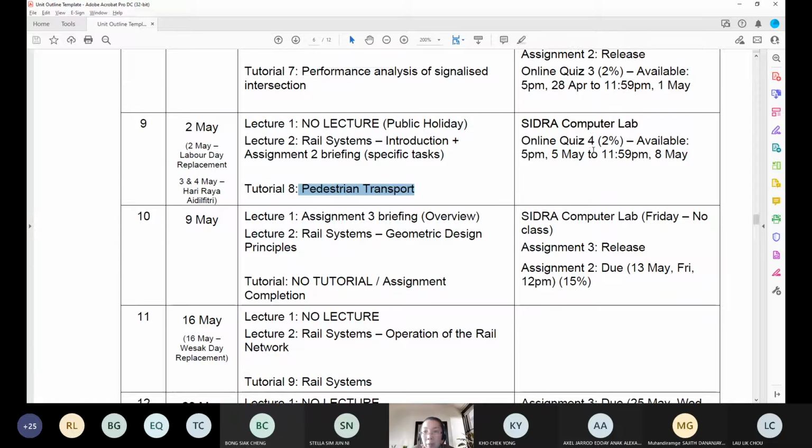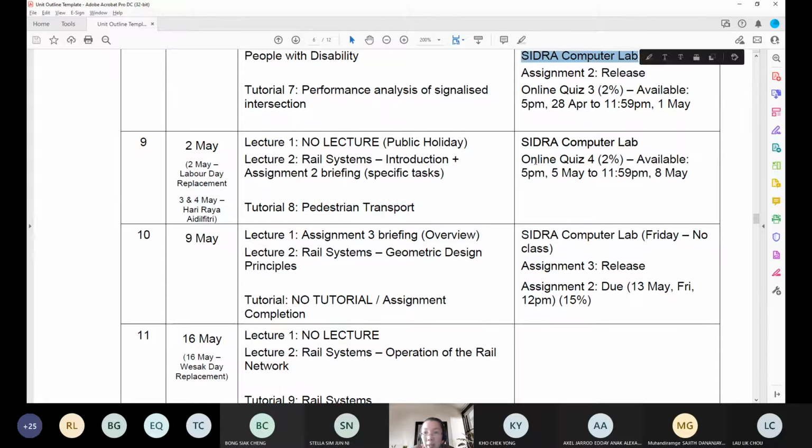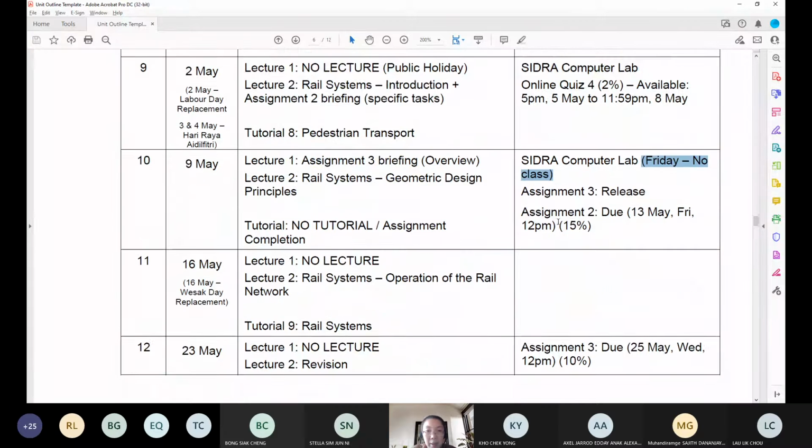Sidra Lab runs for 3 weeks, but with this being a holiday, I think we can just make use of 2, because typically for 3 weeks, the planning is that the first 2 weeks you learn on Sidra, and the 3rd week is used for your assignment. You can make use of the time to do your assignment. Why is there no class here? I think I forgot to delete this as well. I'll update this. Sorry for that mistake.